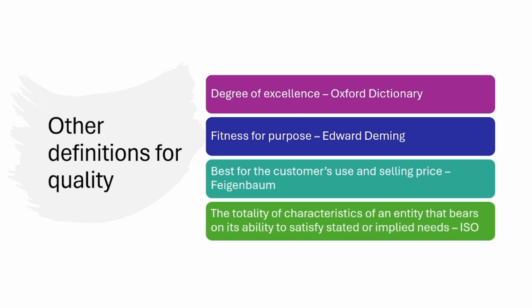Yes, thank you for the explanation. I'll be talking about other definitions for quality. For the first one, we have degree of excellence from Oxford Dictionary, which basically means how good something is, like the product or the service. For the second one, we have fitness for purpose from Edward Deming, which means whether the product or the service meets the customer's needs. The third one we have is best for the customer's use and selling price. It's basically the balance between what's best for the customer and what is affordable.